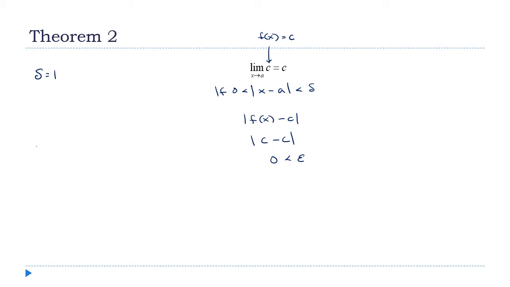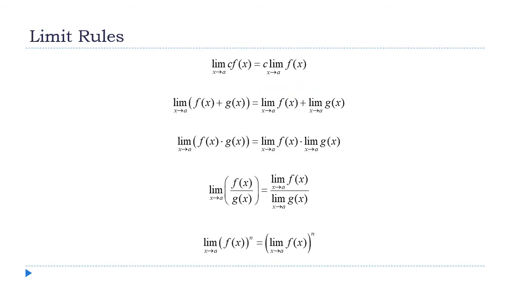Okay? Now, here I've got a list of properties, and I know it looks a little long, maybe a little intimidating, but if you stop and look at them, and we'll talk about them here for a minute, they really are saying some really intuitive things. This second one here, for example, says if I have the limit of the sum of two functions, that's the same as the sum of the two limits.